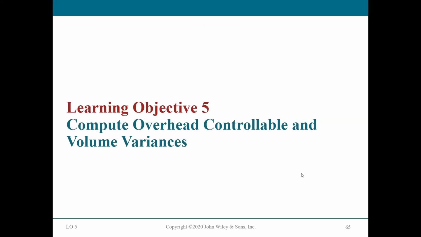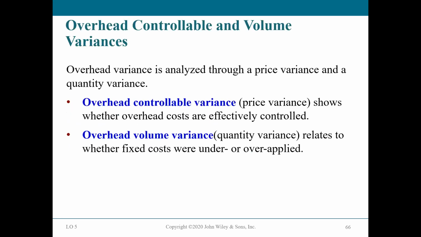All right, I think this is our last learning objective for this chapter. So it's looking at overhead controllable and volume variances. So typically overhead variances are analyzed through a price and a quantity variance, just like we look at the other components. And overhead controllable variance, or the price variance, determines whether we've effectively controlled our costs, versus volume, which relates to whether fixed costs were under or over applied.